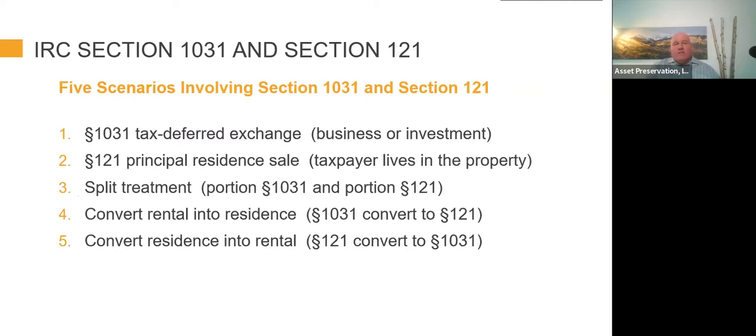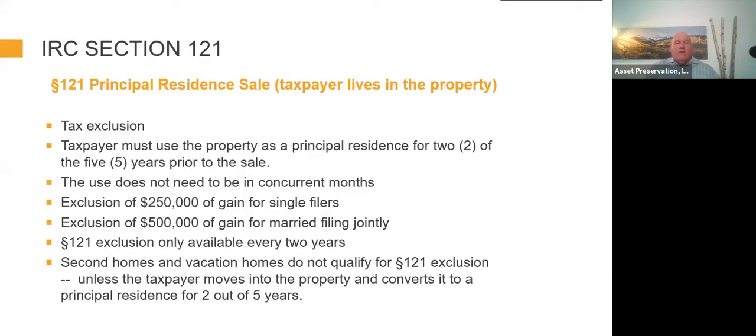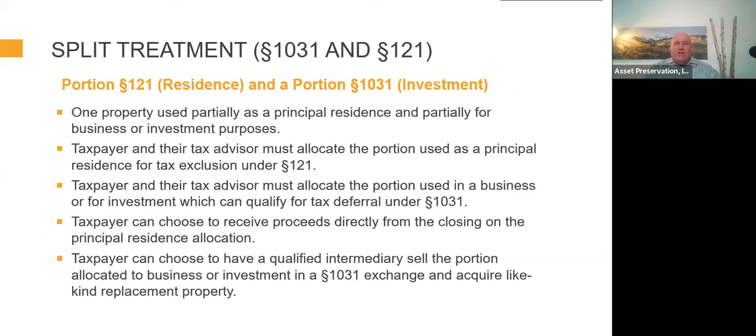So we've got this. I want to touch upon scenarios 3, 4, and 5. Split treatment, converting a rental acquired in exchange into a home, a residence, and then converting a residence you live in into a rental property. So we all know Section 121, live in it 2 out of 5 years. In a split treatment, we're now going to have a property that's part rental and part residence.